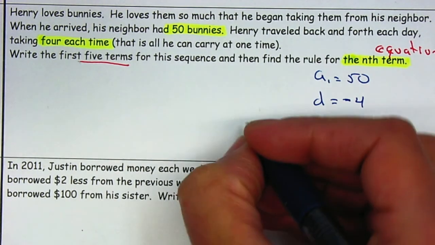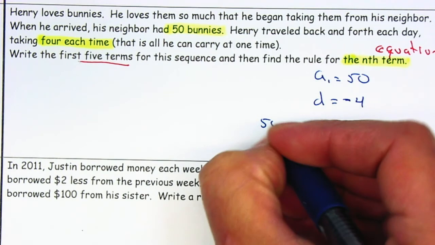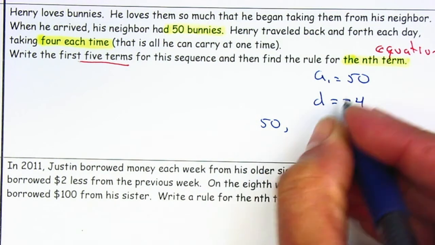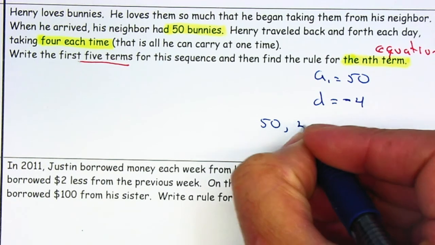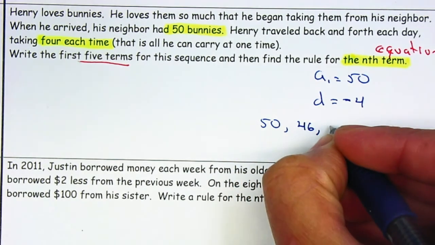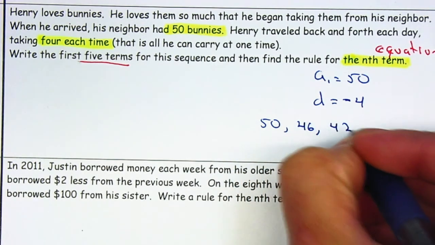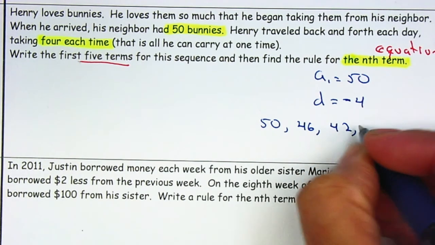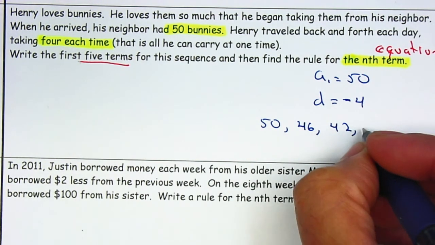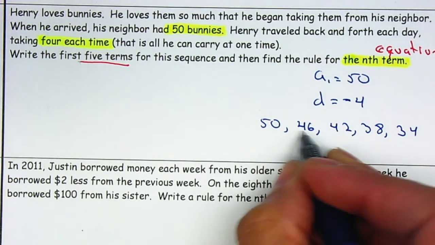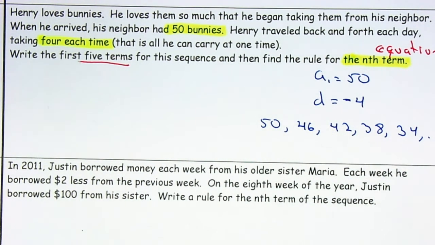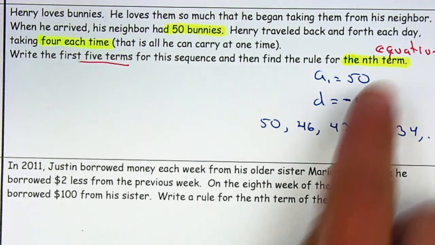On the first day, the neighbor had 50 bunnies. Then came in Henry and he took 4. So the next day he had 46. The next day he had 42. The next day he had 38. The next day he had 34. So 1, 2, 3, 4, 5, and so on. Now let's go and find the n term.